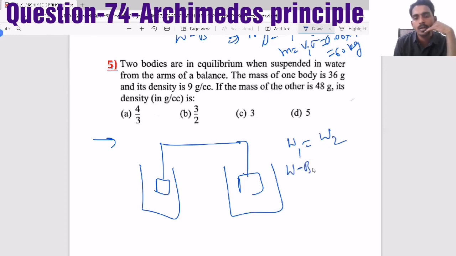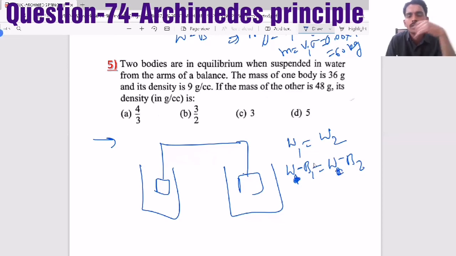Apparent weight means true weight minus buoyancy. So W1 minus B1 equals W2 minus B2. The true weight of the first one they have given. Two bodies are in equilibrium when suspended in water from the arms of a balance. The mass of one body is 36 grams and its density is given.